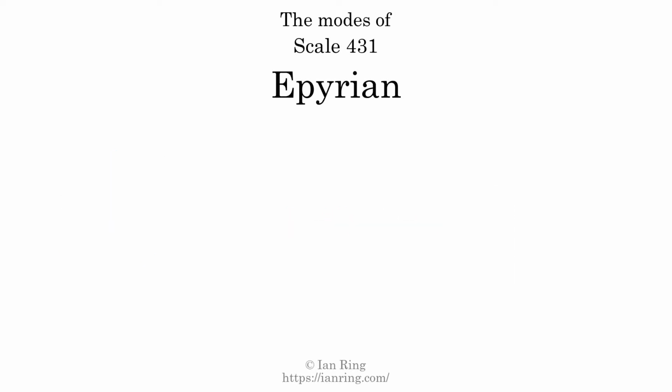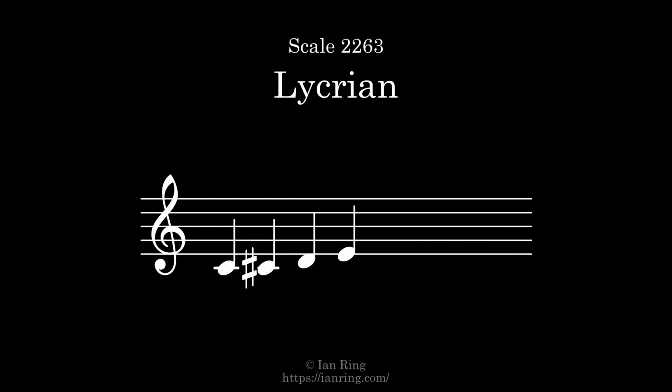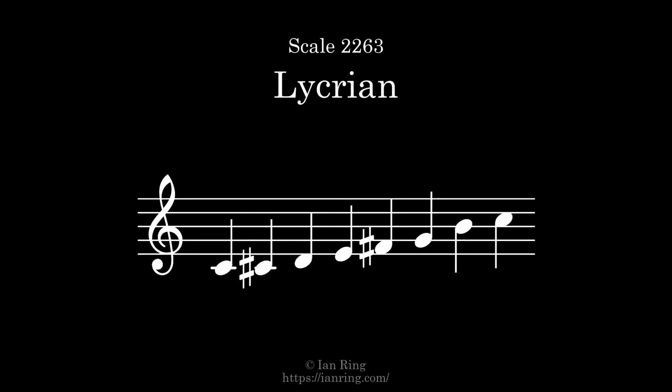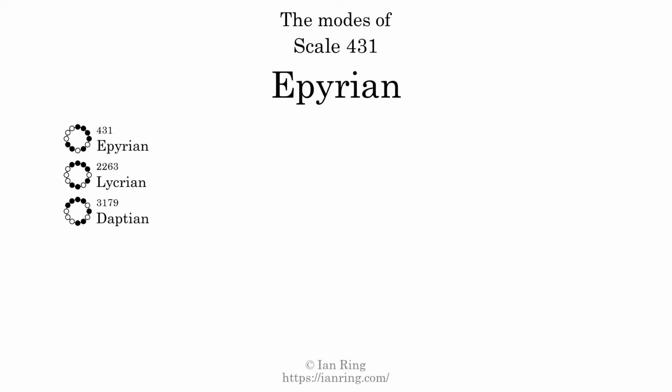This scale has 7 modes. The first mode is itself. The second mode is scale 2263, also known as Epyrian. It sounds like this. The third mode is scale 3179, also known as Daption. It sounds like this.